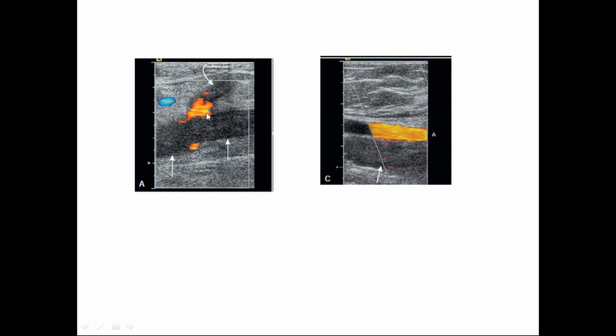Similarly, in this structure, we can see collaterals arising from this vein with the normal lumen. There is no color filling within the lumen of the vein, which is showing echogenic material, that is the thrombus. We need to identify DVT and report it to the clinician so they can plan for thrombolysis and save the limb. Thank you.